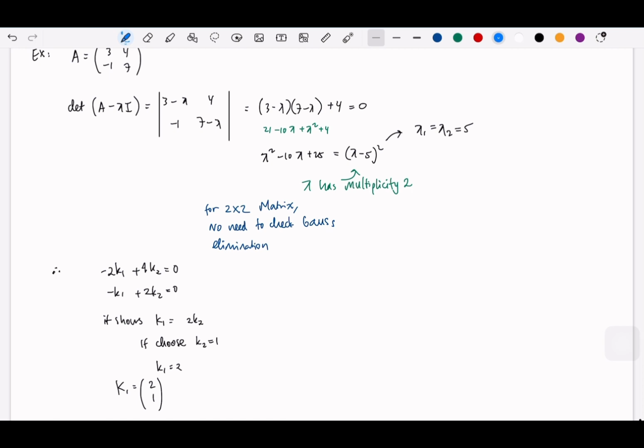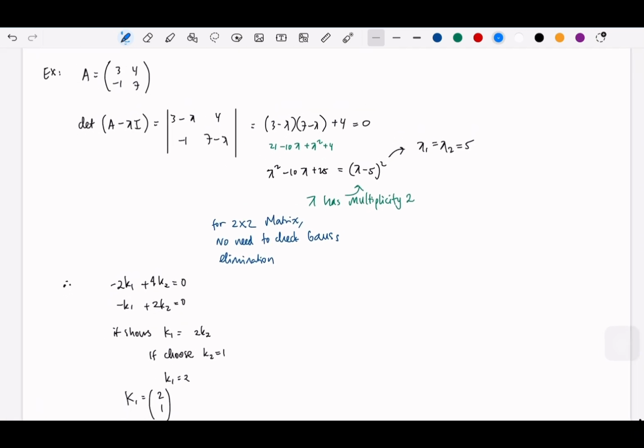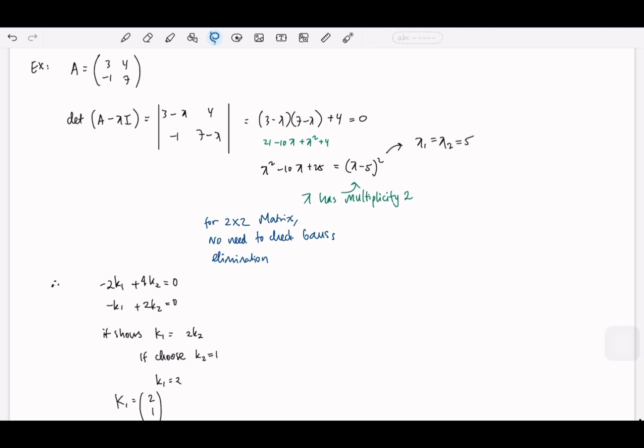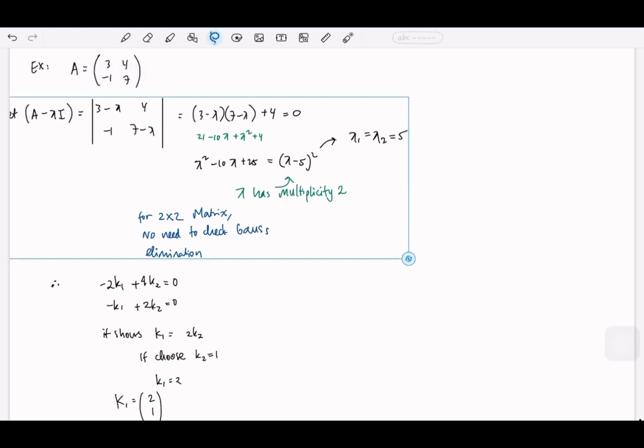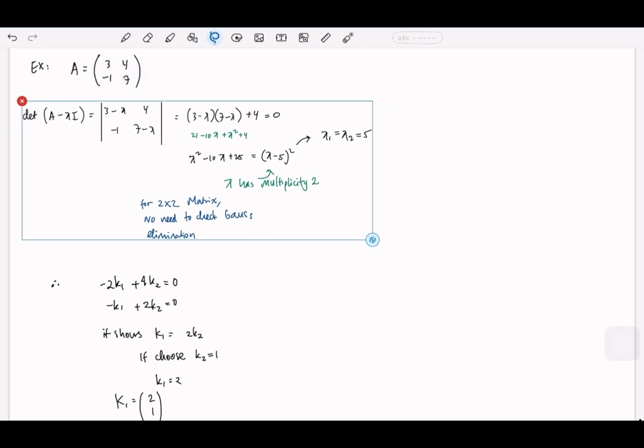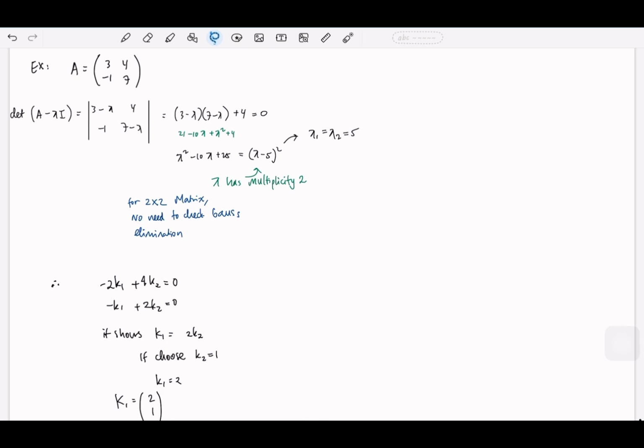Now, let me show you if it is 3 by 3, at least 3 by 3. So let me write here another example. I will make it a little bit small here. Maybe move around here. Resize a little bit smaller. Okay, maybe there. And maybe make a line here just to see the example.